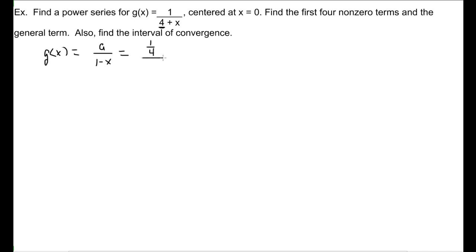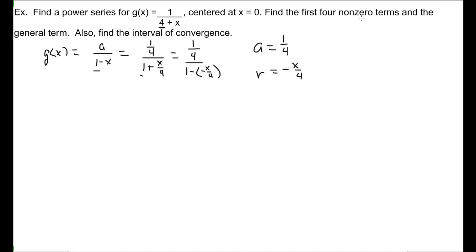So we have 1/4 over 1 plus x over 4. And we're very close. We have the 1s where we need them, but now we just have a plus in between instead of a minus. So this is going to be 1/4 over 1 minus negative x over 4. Now a negative is going to be that plus. So now our a is 1/4, and our r for our geometric series is negative x over 4.